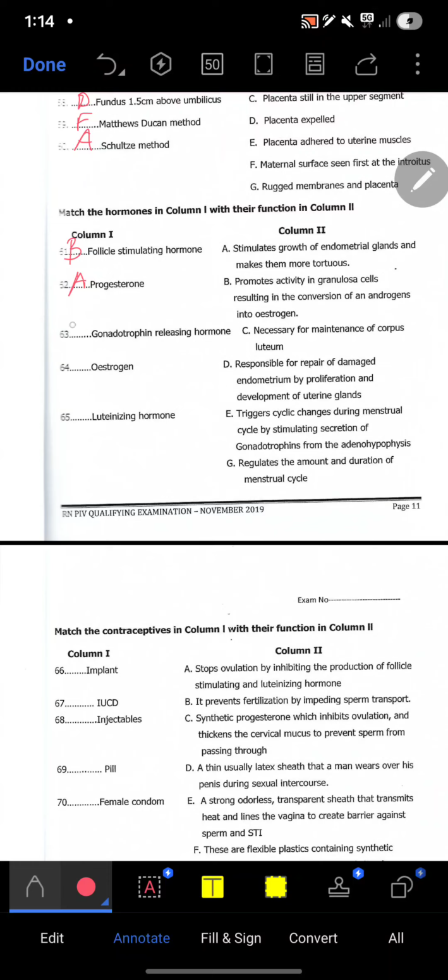63 says gonadotrophin releasing hormone. The correct answer is E, and E says triggers cyclic changes during menstrual cycle by stimulating secretion of gonadotrophins from the hypophysis. 64, estrogen, the answer is D. This one is responsible for repair of damaged endometrium by proliferation and development of uterine glands. 65, the luteinizing hormone, the correct answer is C, necessary for maintenance of corpus luteum.